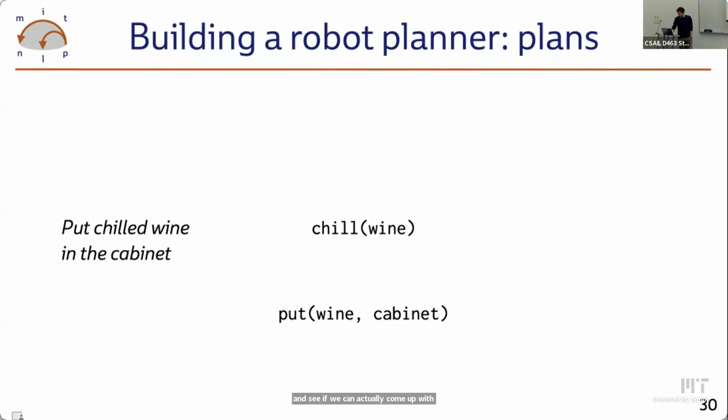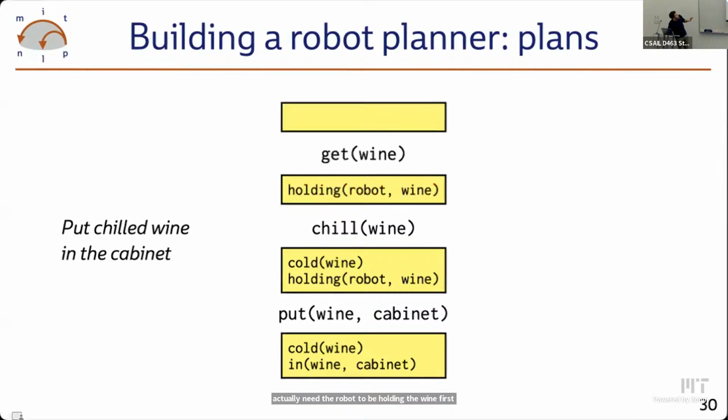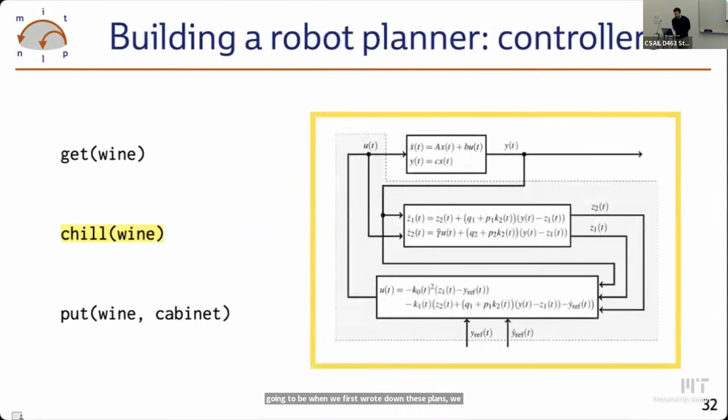And maybe in the course of doing so, we discover some mistakes in our original plans, right? Here we said we were going to start by chilling the wine, but as we've implemented our high-level actions, we actually need the robot to be holding the wine first before it can chill it. And so maybe we need to go back and revise the plan so that it ensures that the robot is holding the wine. And this is to be expected, right? We didn't even know what the definitions of these actions were going to be when we first wrote down these plans. We might need to do a little refinement at this stage.